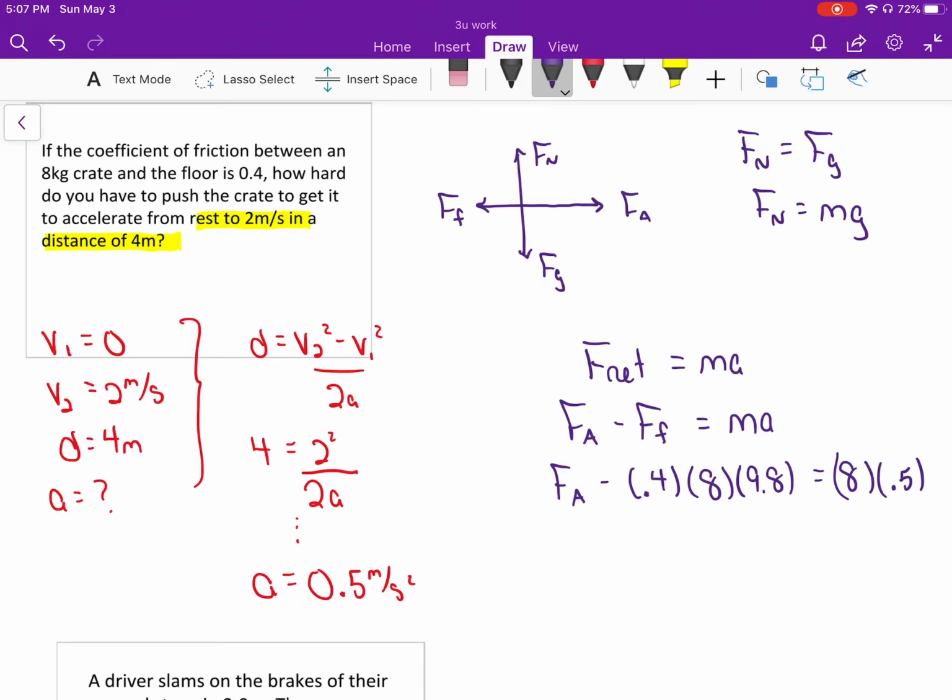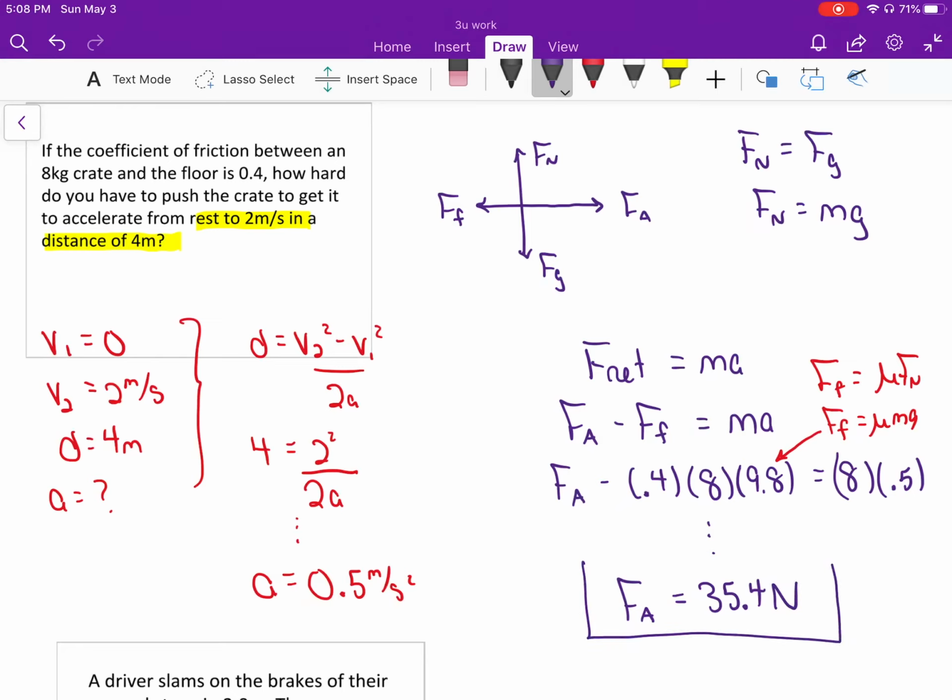The step I did in my head was kind of in here. Ff is mu Fn. And as we've seen, that turns into mu mg. So that's where that came from. In this line, we know everything but F applied. I'll let you do the algebra, but when we multiply it out, flip the 4 times 8 times 9.8 to the other side, add it to the m times a, we get an F applied of 35.4.